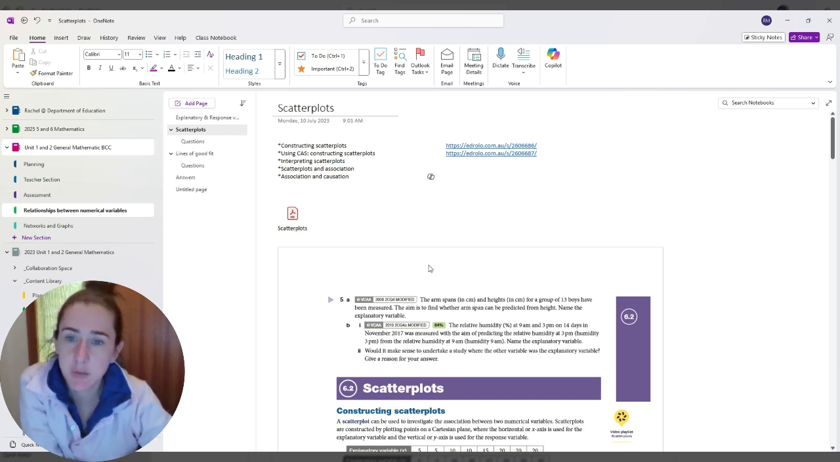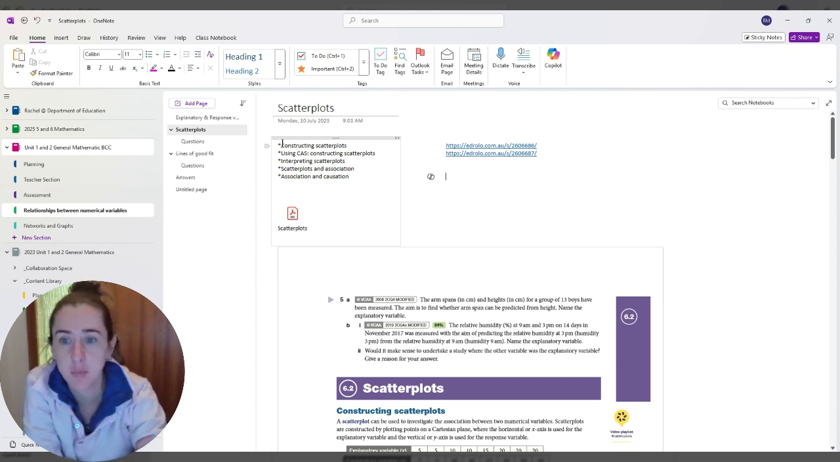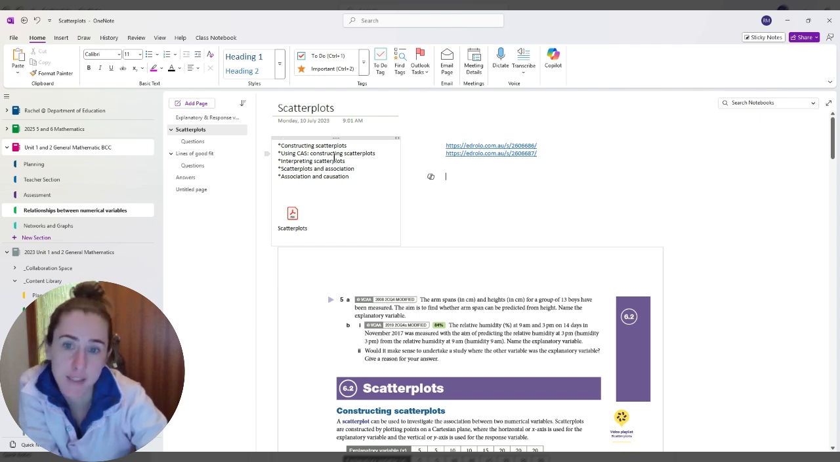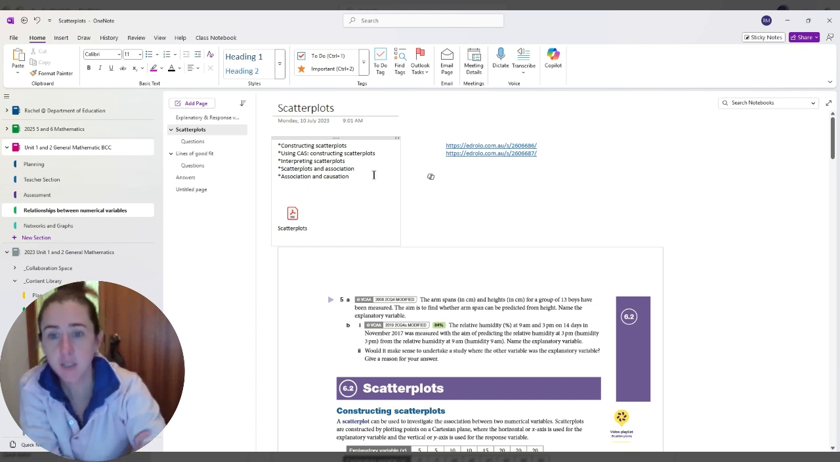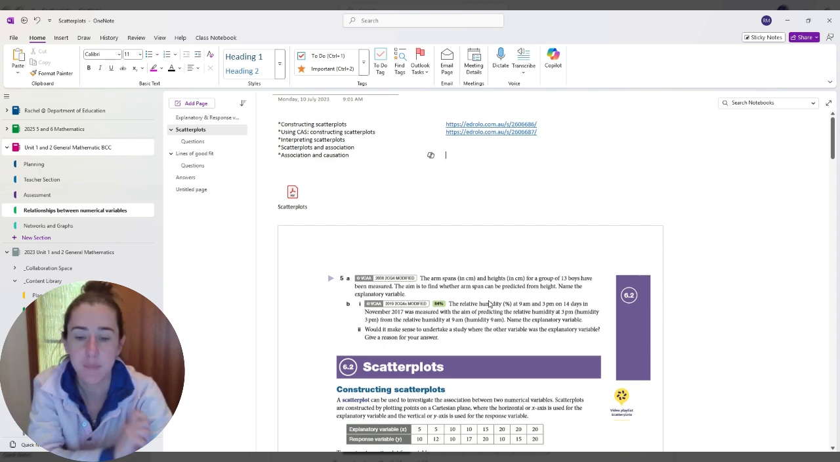All right, next up we've got scatterplots. By the end of this lesson, my expectation is that you are going to understand how to construct a scatterplot. Use your class pad to construct a scatterplot. Interpret that scatterplot. Understand scatterplots and association, and then association and causation and what that means.